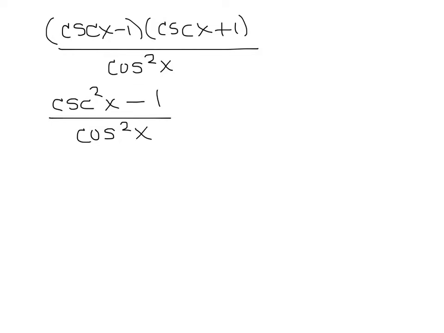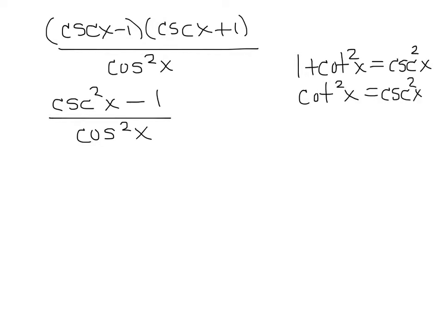Now, you need to think back to your Pythagorean identities that we did at the beginning of the lesson. There was a Pythagorean identity that said 1 plus cotangent squared x equals cosecant squared x. If we subtract the 1 over, we now have that cotangent squared x is equal to cosecant squared x minus 1. That substitution can now be made into our expression. So the numerator, cosecant squared x minus 1, becomes cotangent squared x. That is still divided by cosine squared x.